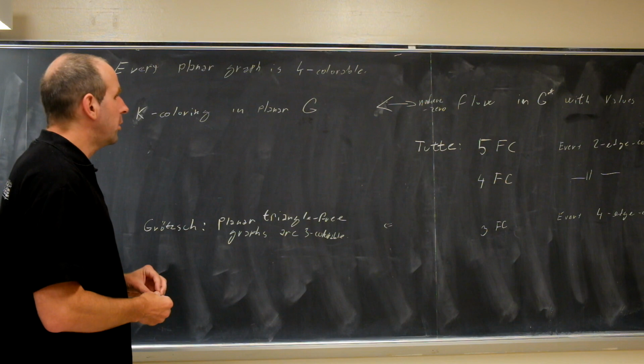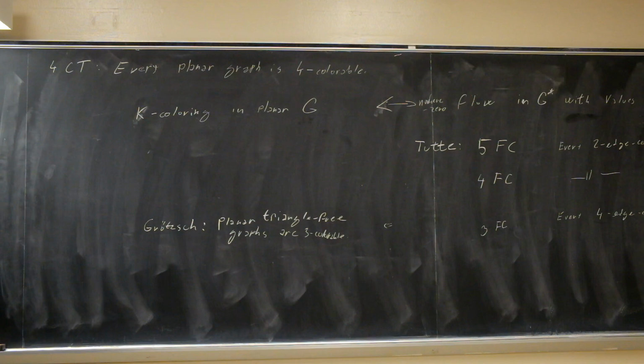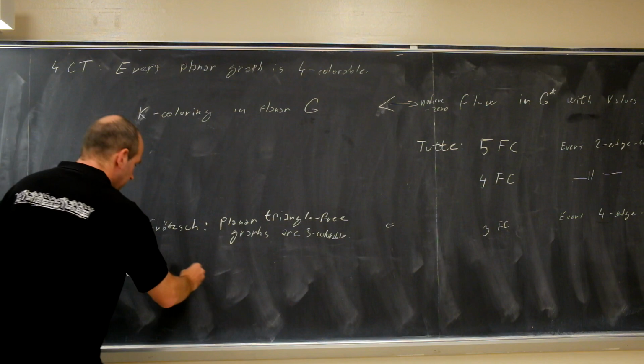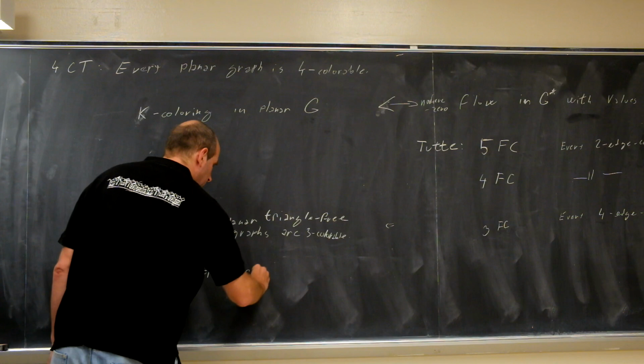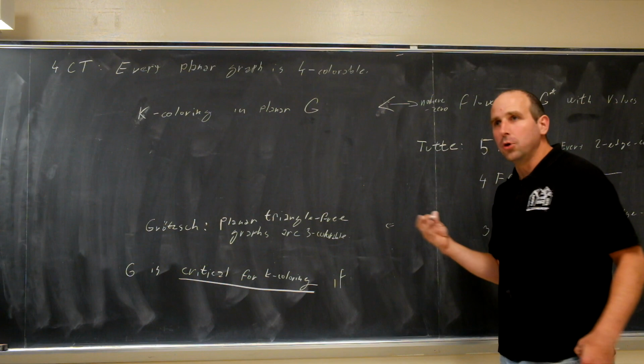In the setting of coloring, it turns out to be very useful to study so-called critical graphs, which are basically minimal obstructions for your graph to have a certain chromatic number. So we will say that a graph G is critical for k-coloring if G itself is not k-colorable, but all proper subgraphs of G are k-colorable.